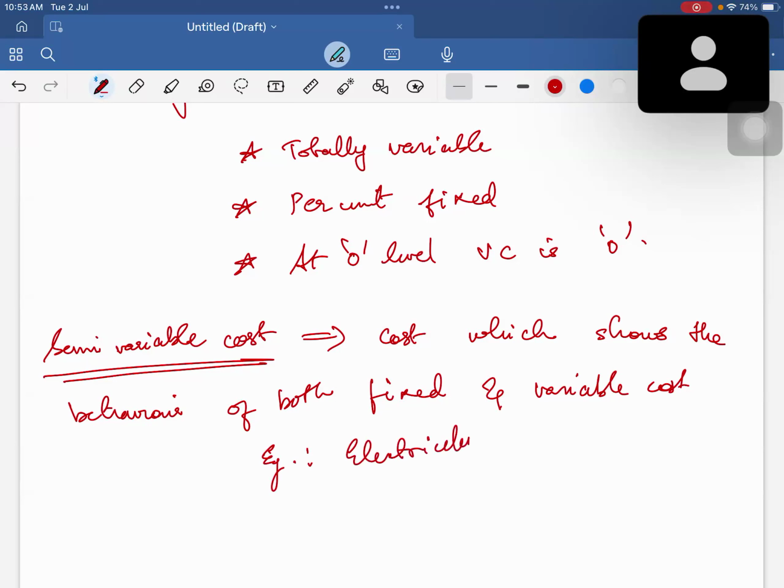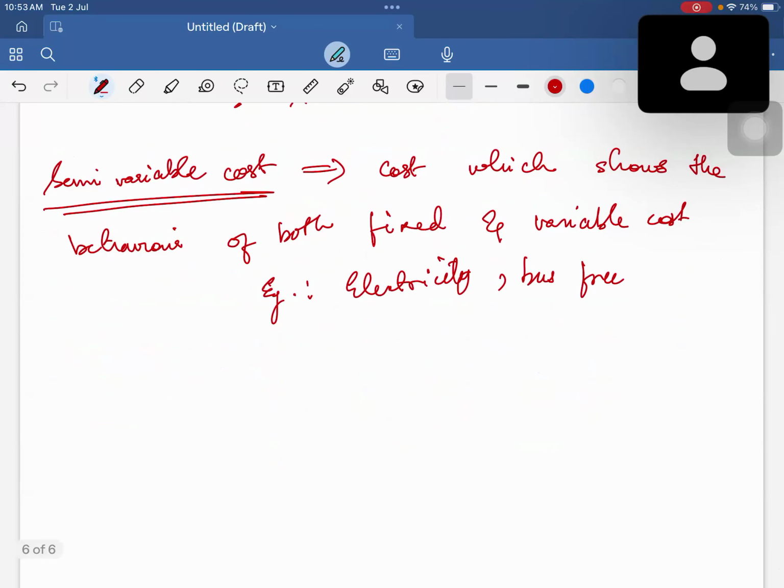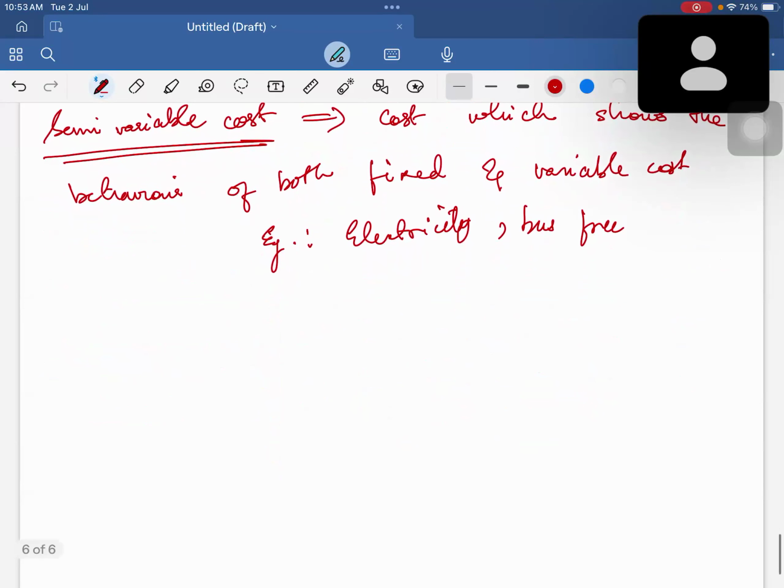So you're going to have a minimum charge and you're going to have an additional charge based on the usage, right? Or bus fare. You have a minimum charge, and you have to give an additional charge based upon the travel. Understood? Clear?